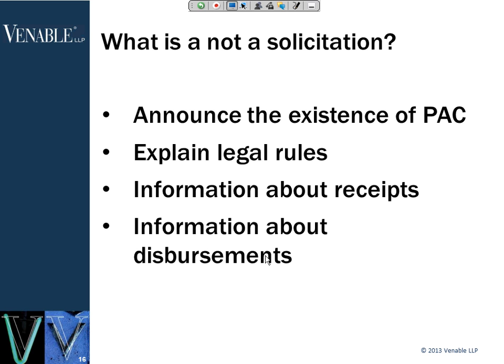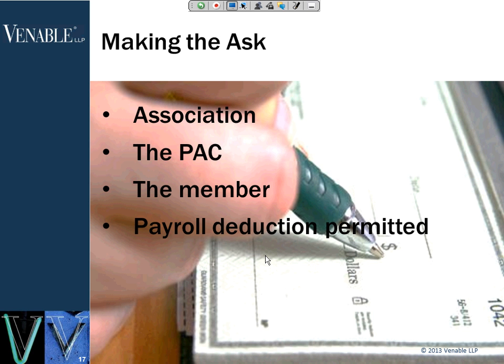Keeping those limitations in mind, there are a variety of permissible methods of soliciting contributions from your restricted class. Your solicitations can come from the association that sponsors the PAC or from the PAC itself. They can be oral, perhaps at a PAC event in person. They could be through the mail. They could be through the internet. Perhaps you have a restricted section of your website to which only members of the restricted class would have access. You could do solicitations in that way.